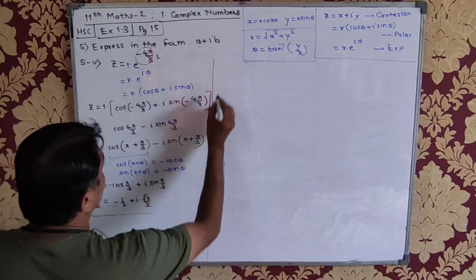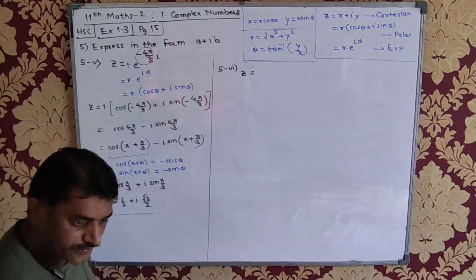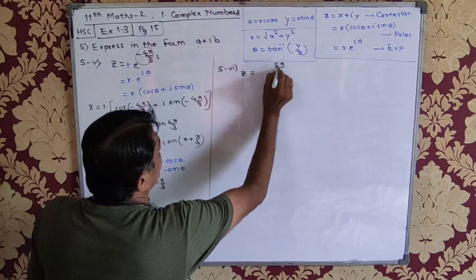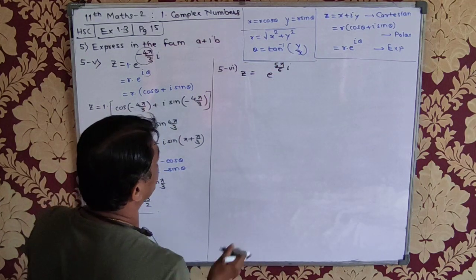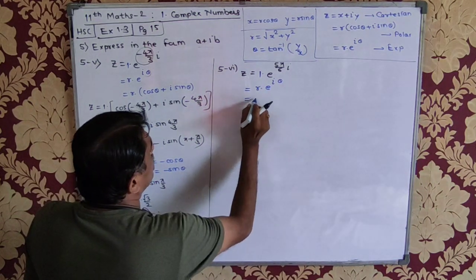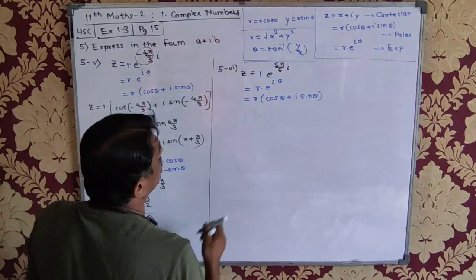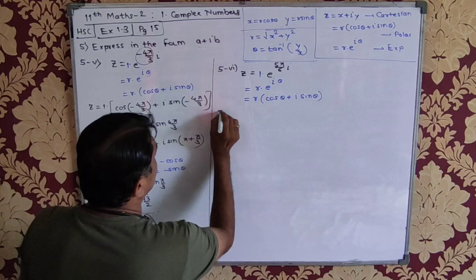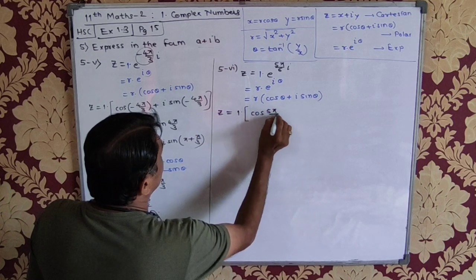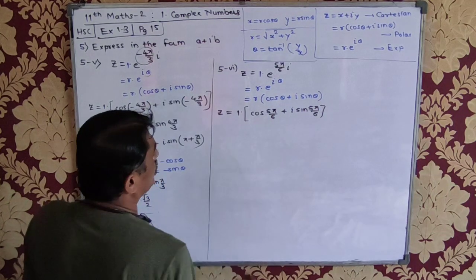Yeah. Next, question 5 subpart 6. Same thing. Z is equal to, what is given? e raised to 5 pi by 6i. Once again, R is 1 here. I'll compare this with R e raised to i theta, that is equal to R into cos theta plus i times sin theta. Therefore Z is equal to 1 into cos of 5 pi by 6 plus i times sin of 5 pi by 6. Okay?